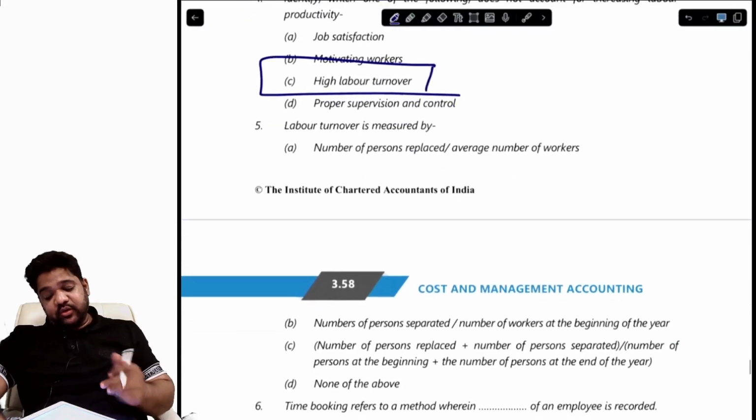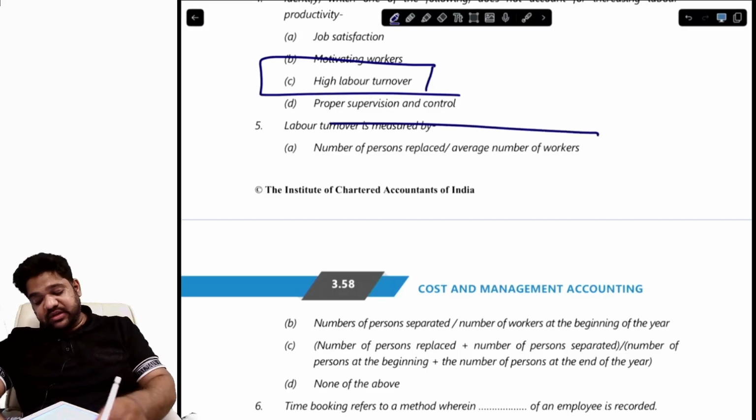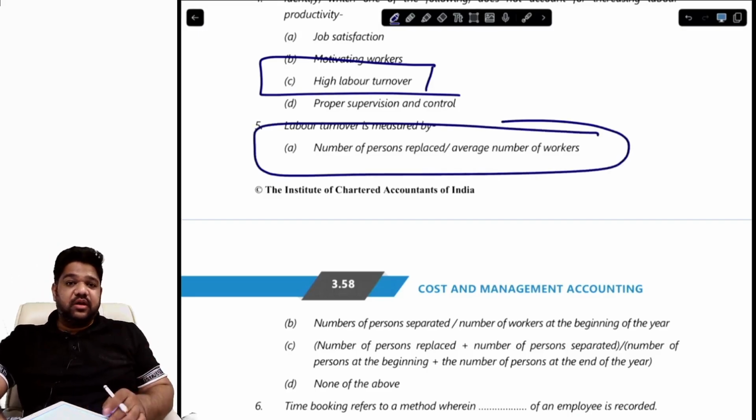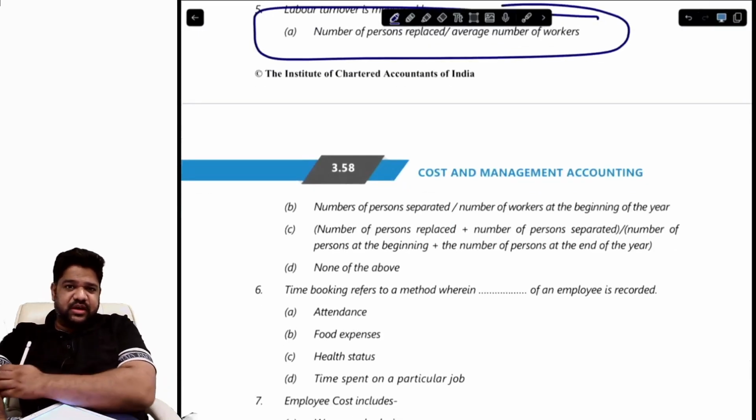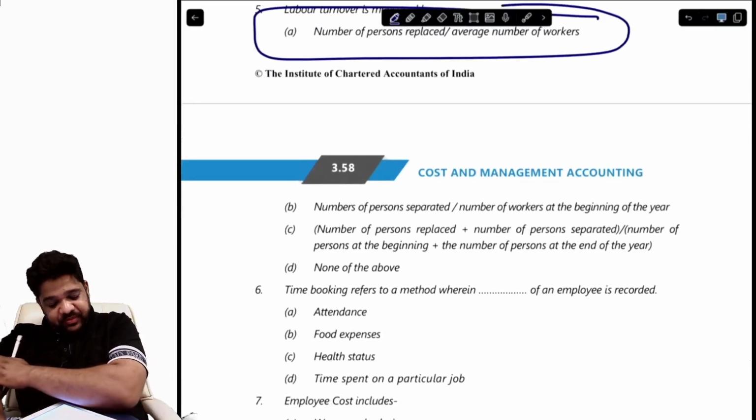Then labor turnover is measured by number of persons replaced upon average number of employees. You already have an answer. Go on. I'm not even discussing this one. I'm sure you know all of this.